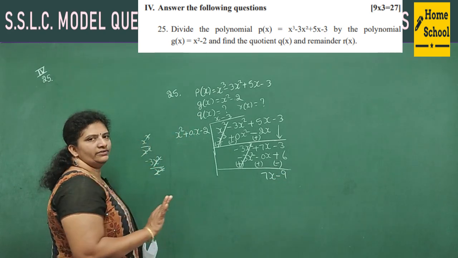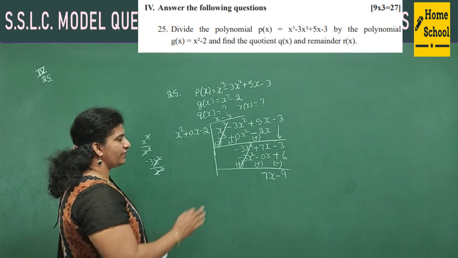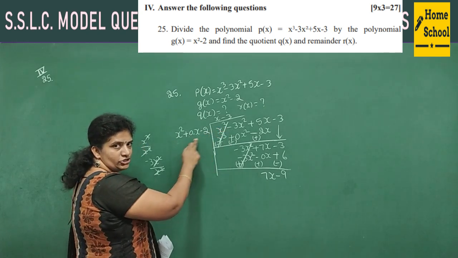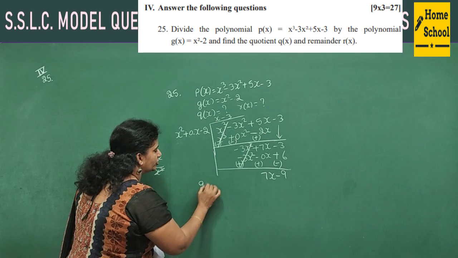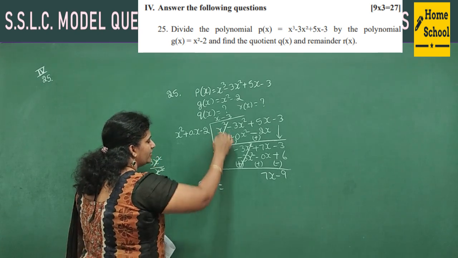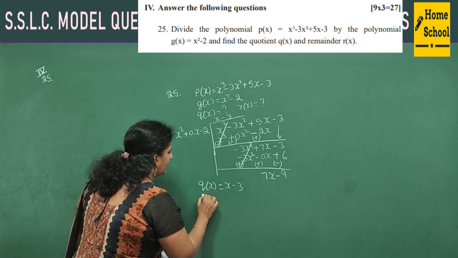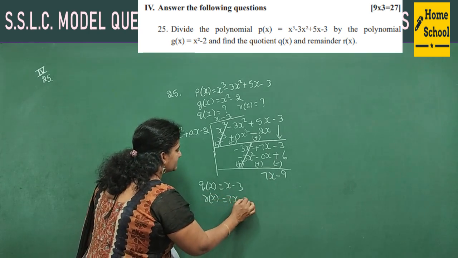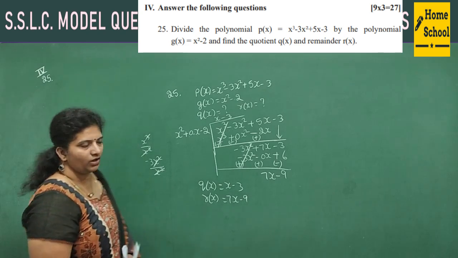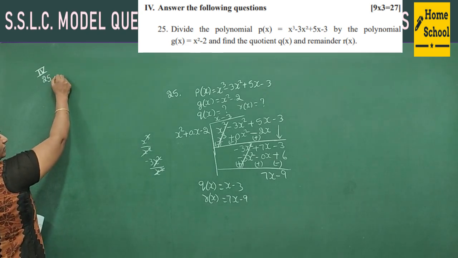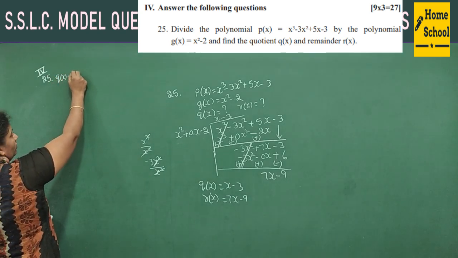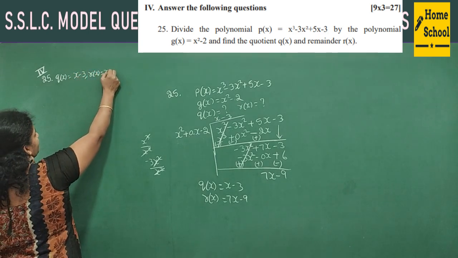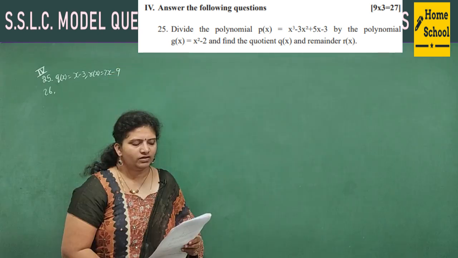So we cannot continue, this is only the end. That means when you divide this polynomial p of x by polynomial g of x, we get a quotient q of x. How much? x minus 3. And a remainder, r of x is equal to 7x minus 9. Okay? Q of x is equal to x minus 3. R of x is equal to 7x minus 9.